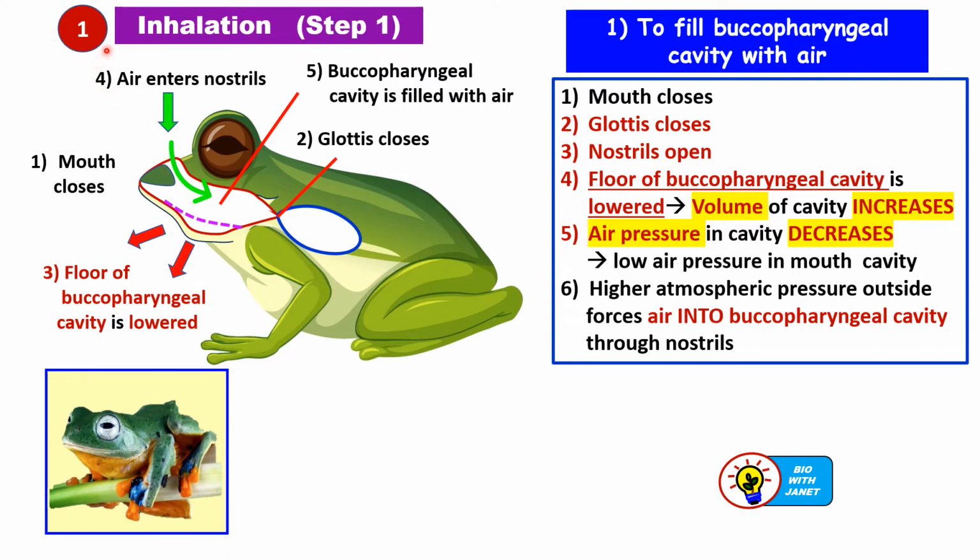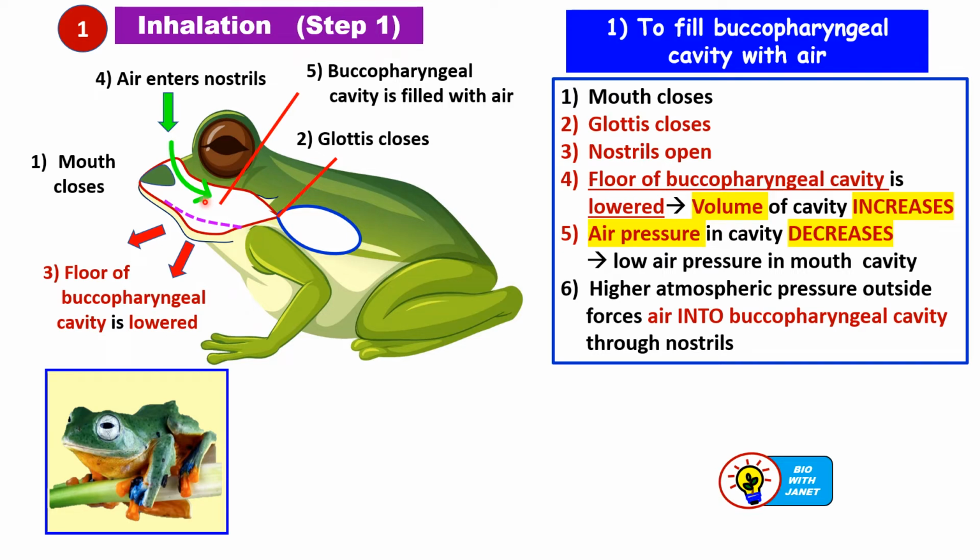So let's discuss inhalation and exhalation in the frog. Now, the inhalation process is a two-step process. In the first step, the frog will fill the buccopharyngeal cavity with air. This part is the buccopharyngeal cavity. It includes the mouth and the pharynx. First of all, the mouth must close. The nostrils must open. And then the glottis closes. So air can only enter from the atmosphere through the nostrils, which are like the nose openings, right?